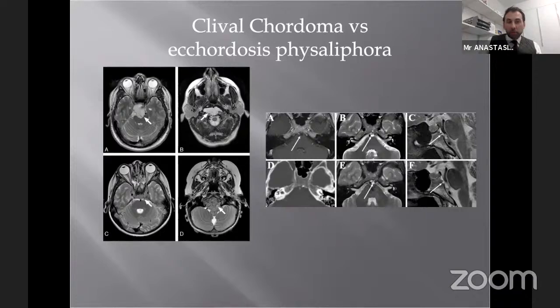As you can see, the chordoma is a quite aggressive radiologically looking lesion, expansile, lytic. The ecchordosis physaliphora usually has very smooth margins. We do provide close radiological surveillance for the ones that we believe are ecchordosis physaliphora for at least 2-3 years. And when we confirm stability with CT and MRI, then we discharge the patients. We can say comfortably that it's not a chordoma.